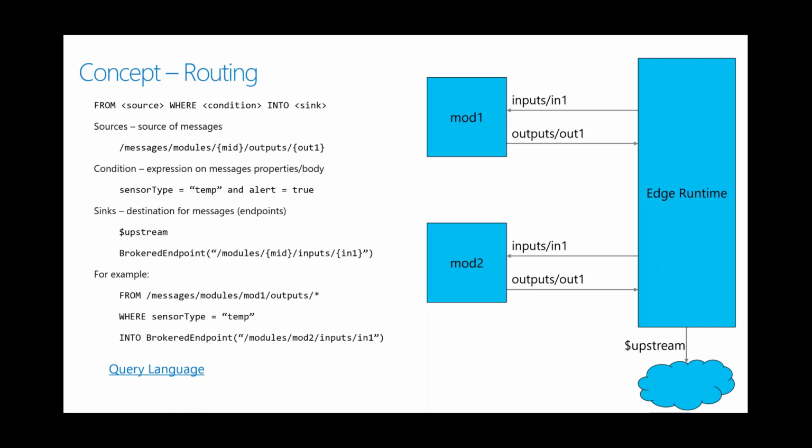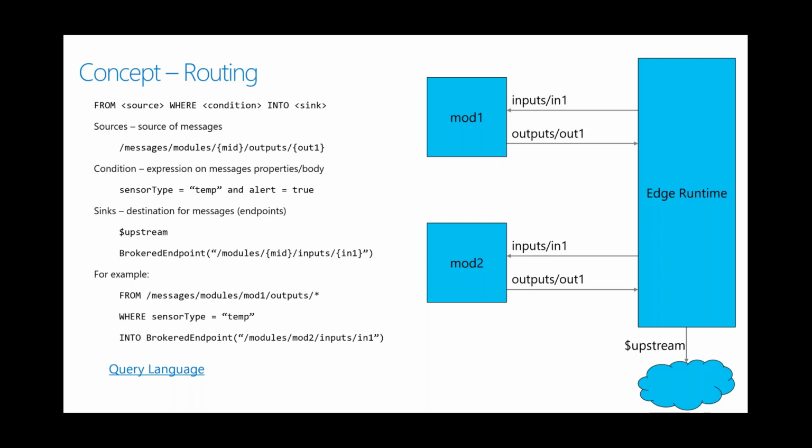So you have this concept of modules which have inputs and outputs, and you have essentially a very, very simple query language. So from source, where condition equals something, into some kind of output. And just an example there, if we just go down to the bottom one, because it probably makes a little bit more sense. So it's saying from messages that are coming out of a module called mod1 on its output, and the star there says all outputs. So it's saying from module 1, all messages that come out of outputs where the sensor type equals temperature, I want you to pass on to module 2 into its in1 input.